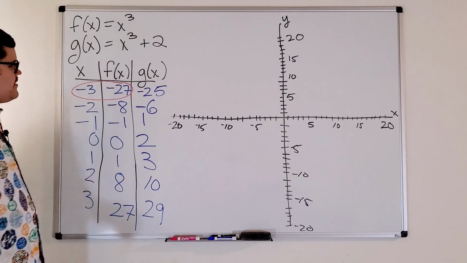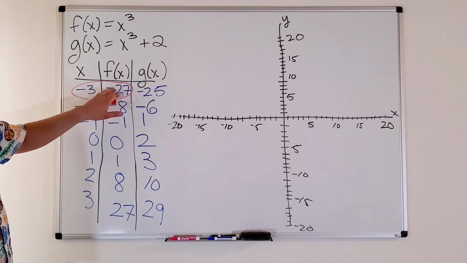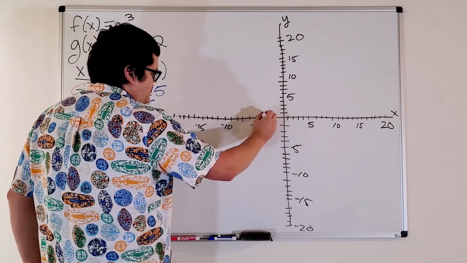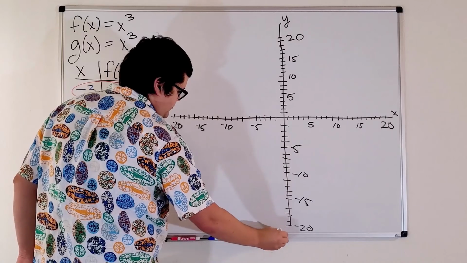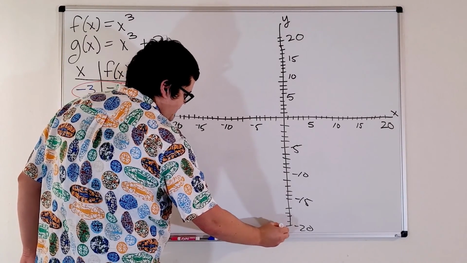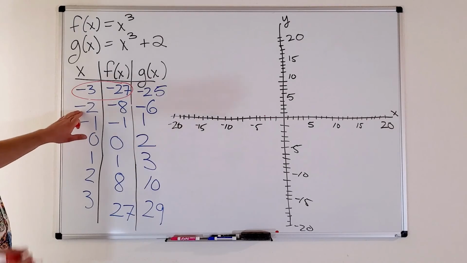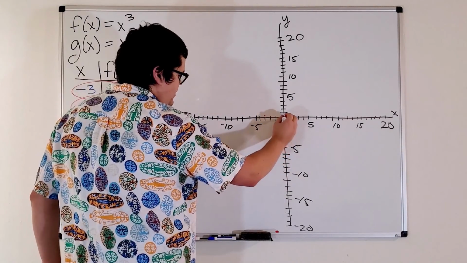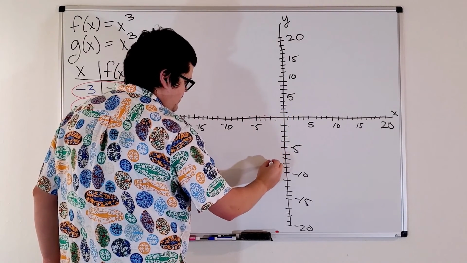First point, this is x, this is y. -3, -27. So that means left 3, 1, 2, 3, down 27. 1, 2, 3, 4, 5, 27. So that's all the way down here. We'll say it's there. Second point, -2, -8. Left 2, 1, 2, down 8. Here.